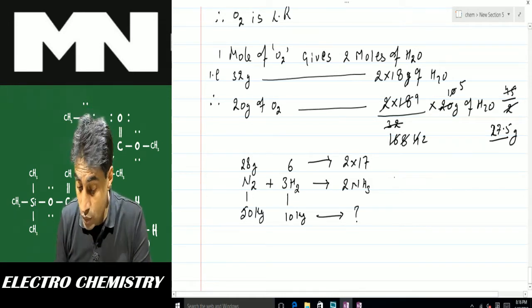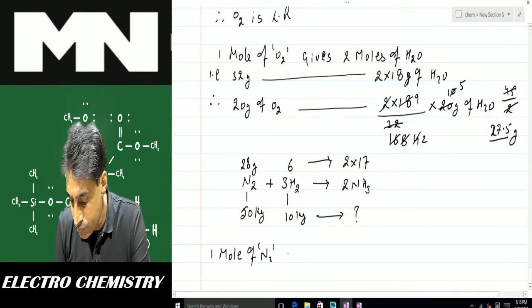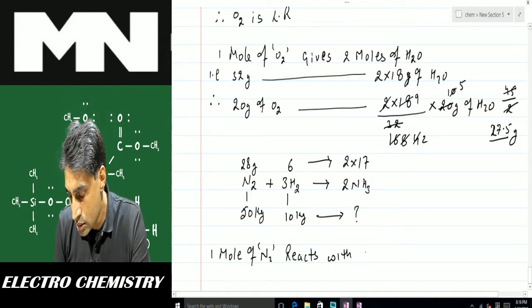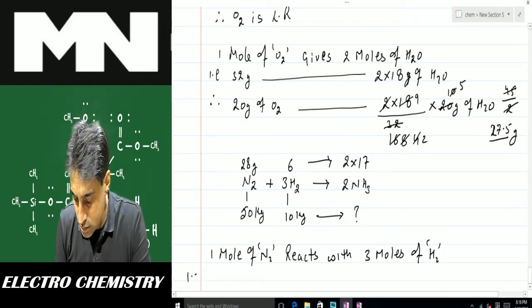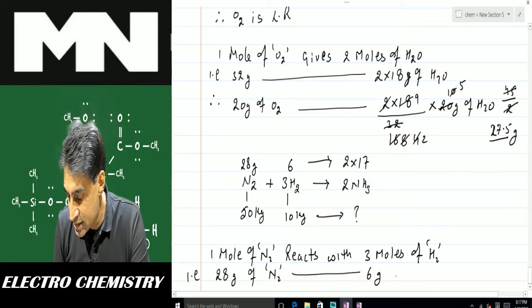Again, the first thing which you have to do is calculate the limiting reagent. Now what we'll do, we'll find out the limiting reagent. I'm writing 1 mole of nitrogen reacts with 3 moles of hydrogen, that is, 28 grams of nitrogen reacts with 6 grams of hydrogen.